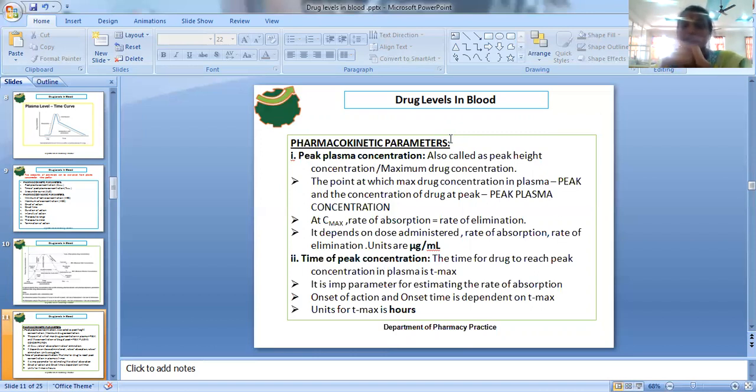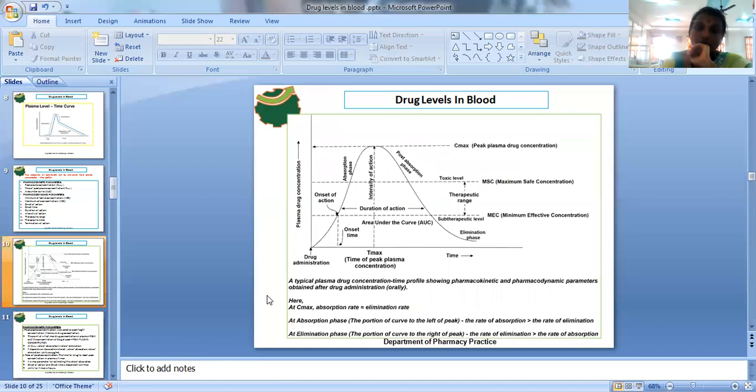What is the peak plasma concentration? It is commonly called peak height, maximum drug concentration, or peak plasma concentration. The peak plasma concentration is the point at which the maximum concentration is shown in the whole plasma concentration time profile, which is said to be the Cmax. This is the point at which the Cmax can be represented.